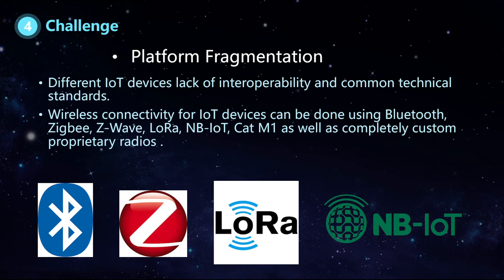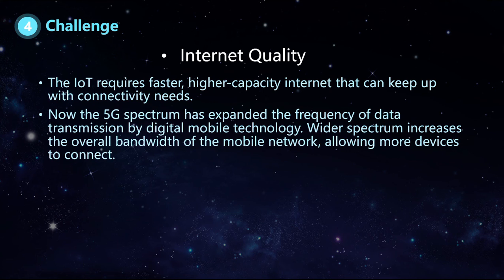And the last one is faster and more stable internet. Low latency is one of the necessary conditions for realizing the large-scale Internet of Things. The IoT requires an internet with faster speed and larger capacity that can meet the needs of connection. Now the 5G spectrum has expanded the frequency of data transmission by digital mobile technology. Wider spectrum increased the overall bandwidth of mobile internet, allowing more devices to connect.